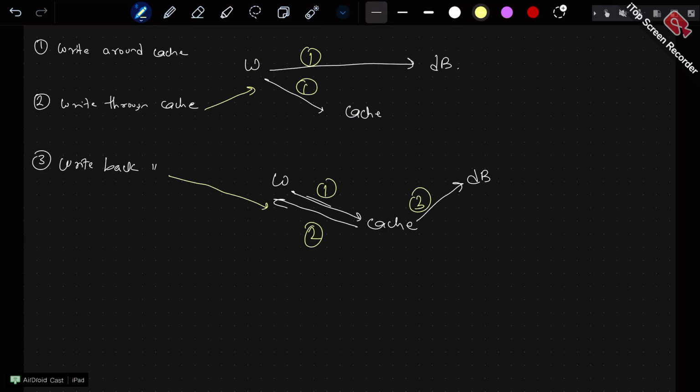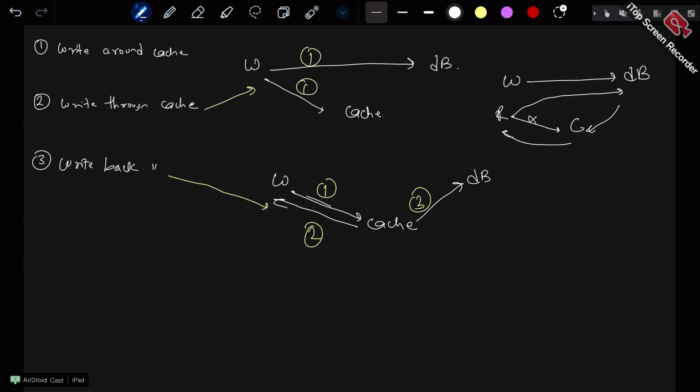Now there can be one way where a write request comes in, it will only do the write operation onto the database, and the cache just sits idle. When does it get refreshed? Whenever you have a read request, it will first check if the data is there. If it's not there, it will go to the DB, refresh the cache, and then respond. So this is another mechanism.